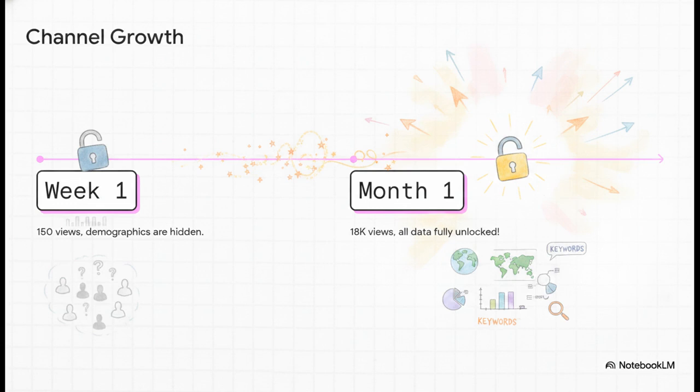But flash forward to month 1. The video catches the algorithm. It takes off, hitting 18,000 views and 650 subs. Suddenly, demographics, countries, and top keywords are fully unlocked. And this brilliantly illustrates how channel growth naturally shatters that limited data wall.